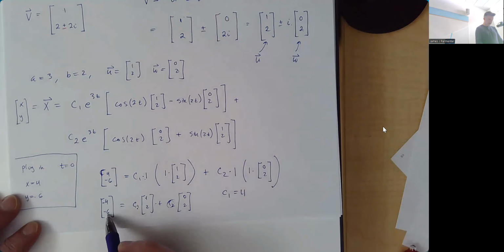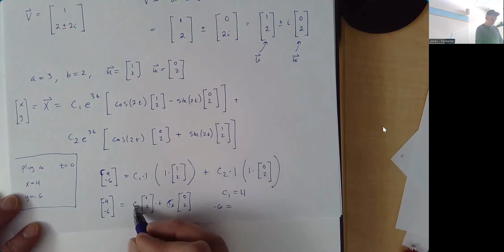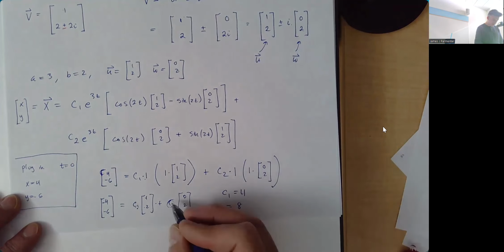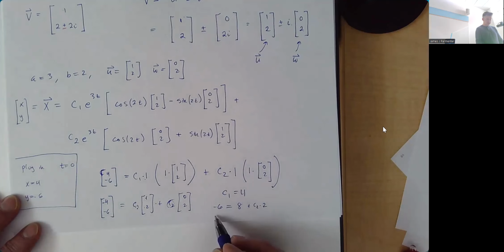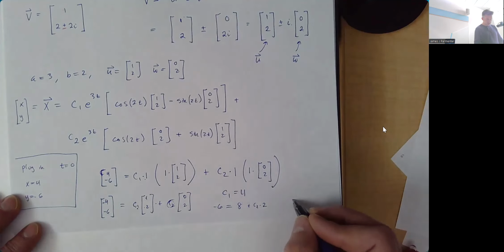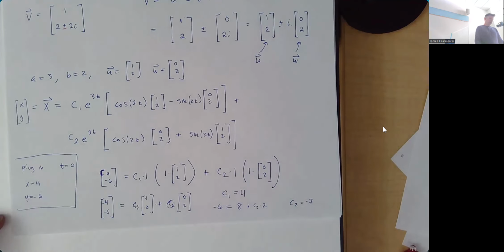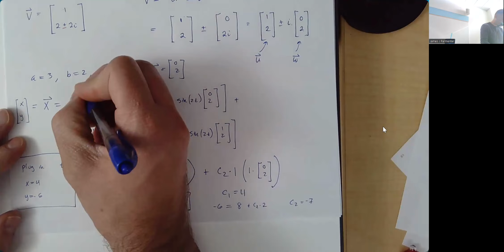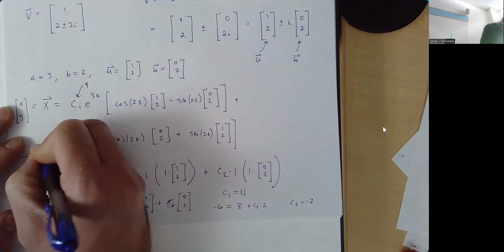And then we have in the bottom row, negative 6 equals 4 times 2 plus C2 times 2. So negative 14 equals 2C2. So C2 equals negative 7. And then to wrap this up, you should go back and write the whole thing over again with C1 and C2 plugged in. But if I was strapped for time, I might draw some little arrows and be like, that's going to be 4, and that's going to be negative 7.